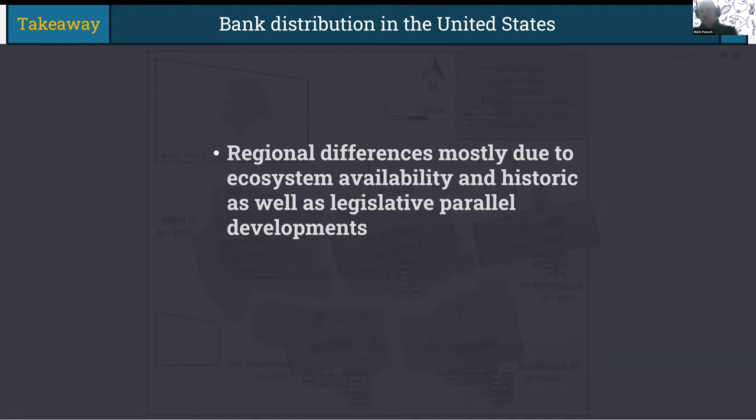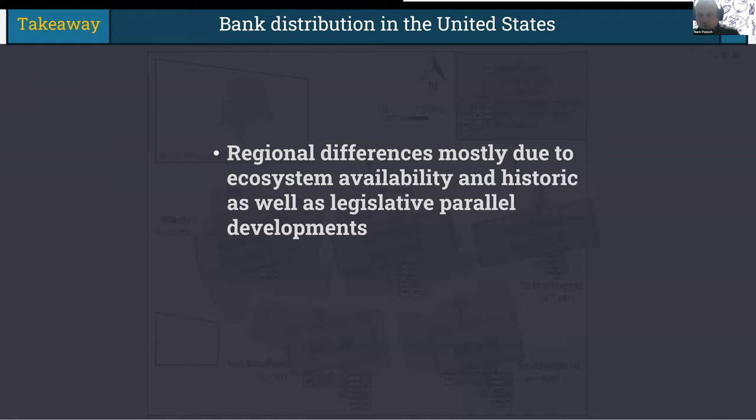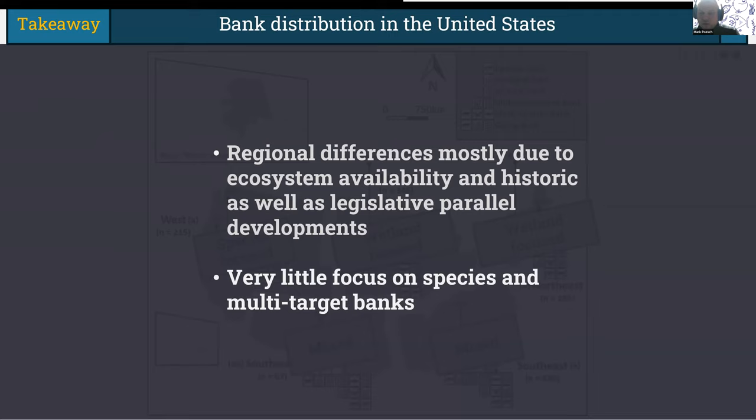These regional differences are important to note for what we're going to talk about in a second, as far as capacity for banks to take on new credits. So these regional differences were mostly due to the ecosystem and also the history of the legislation in those areas. And we noted that there was relatively little focus on species or multi-target banks.